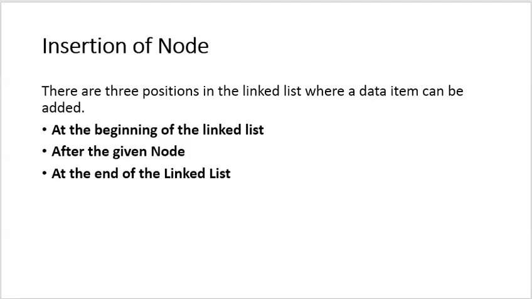If you want to insert a node in the linked list, in the last lab we just inserted a node. We didn't check whether to insert the node at the beginning. In the previous lab we just created a linked list and then nodes, but here you can add nodes at different positions. If you already have a linked list, then you can add a node at the beginning, after a given node, and at the end of the list. So these are the 3 positions at which you can insert a node.